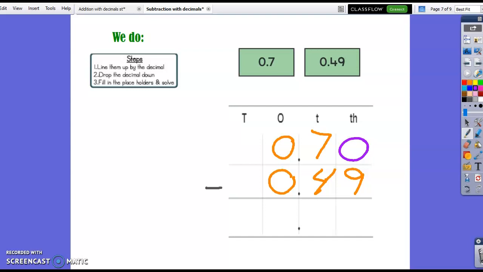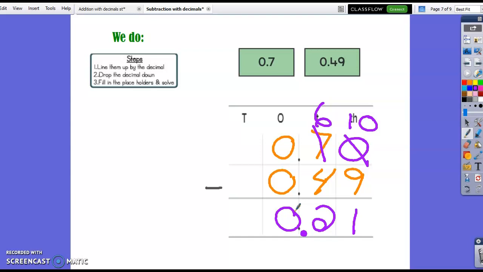So you should have thought to yourself, I can't take 9 from 0, so I'm going to borrow 1 from my 7. 7 becomes a 6. This becomes 10. 10 minus 9 is 1. 6 minus 4 is 2. I drop down my decimal, and if you want to put your 0, your final answer is 21 hundredths. Pause the video here, make sure that your answers are correct.